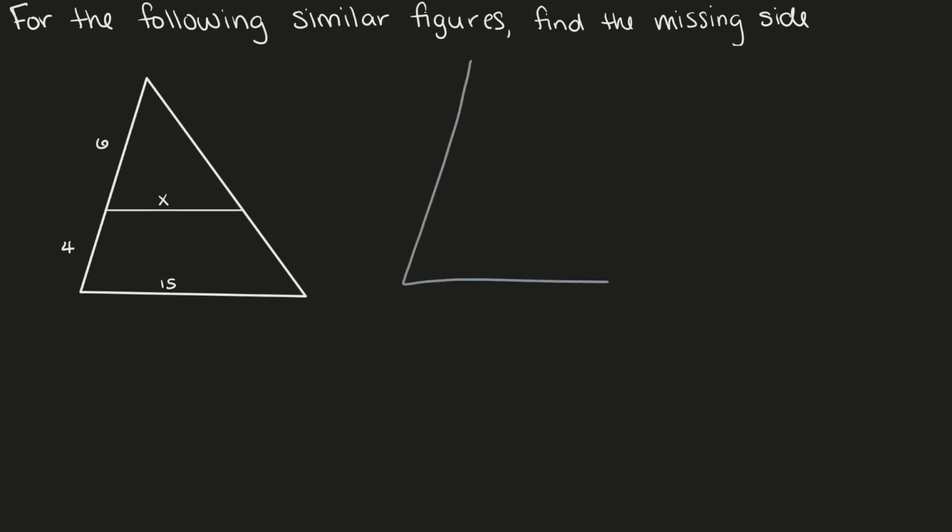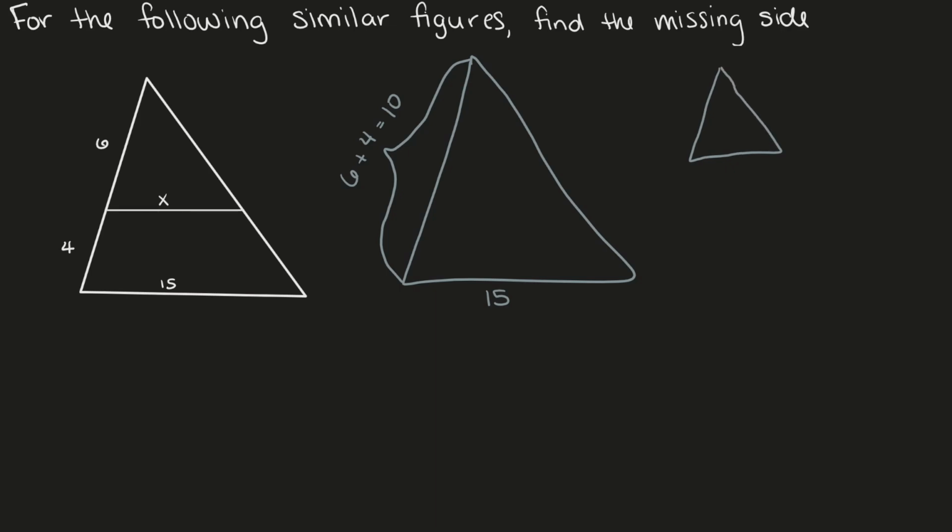We have our bigger triangle, which has a side length of 15 on the bottom. And then this entire side length is 6 plus 4, which is 10. So we have a side length of 10 and a side length of 15. And then we have a smaller triangle within that has a side length of x at the bottom, and then 6 because we're just using that portion of the triangle. So now using these two triangles, we can take our same steps.